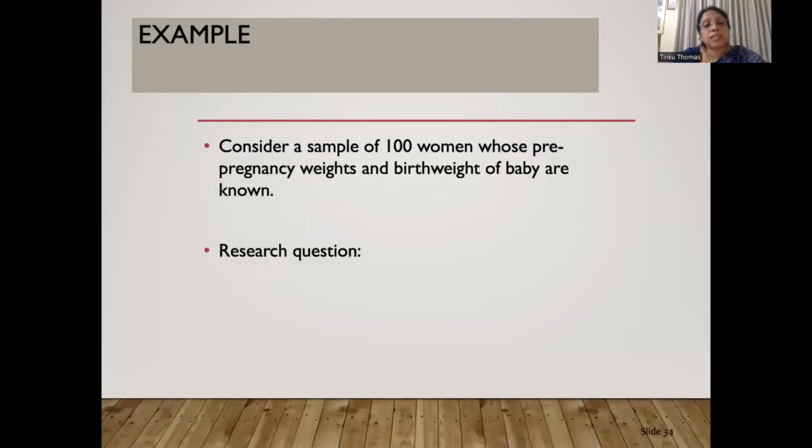So let us see an example of 100 women whose pre-pregnancy weights and the birth weight of the baby are known. So this is the data set that we have. From this, we know that birth weight of the baby is the dependent variable and the pre-pregnancy weight is the independent variable. Now, we are asking the question, are the two related? And since we can identify a dependent variable here, we can do linear regression. Another criterion was that the dependent variable has to be continuous. In this case, birth weight is a continuous variable, and therefore it is fine.